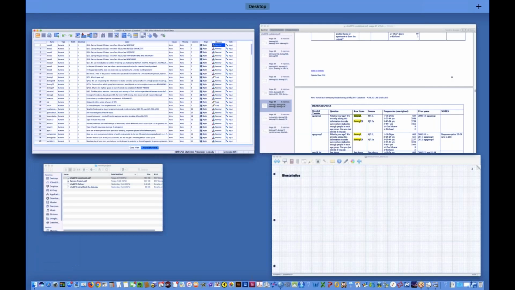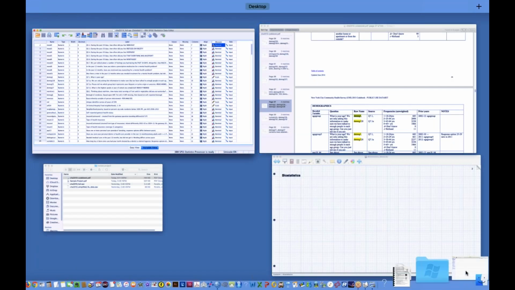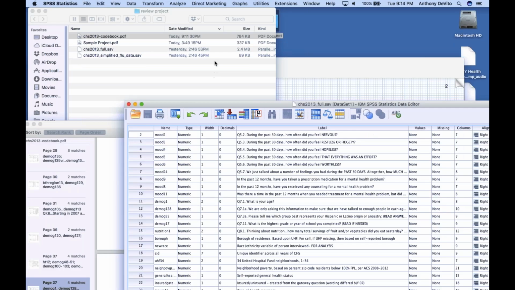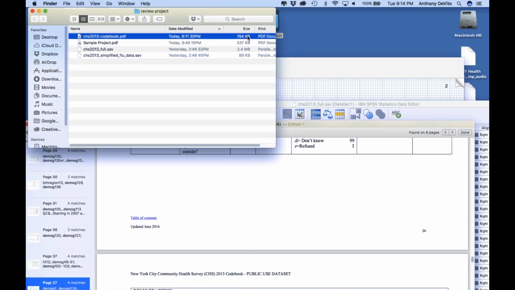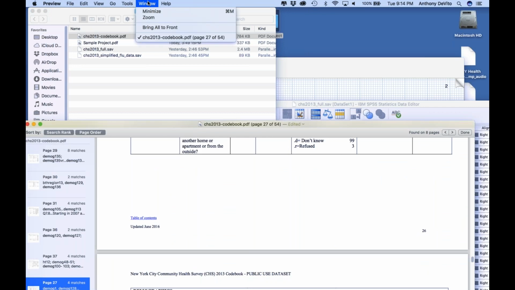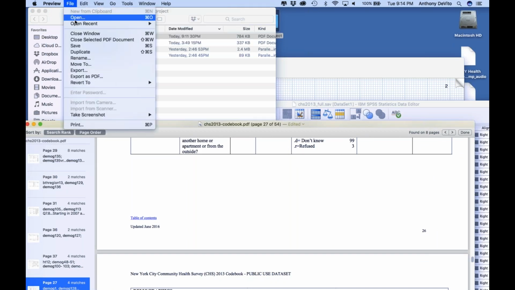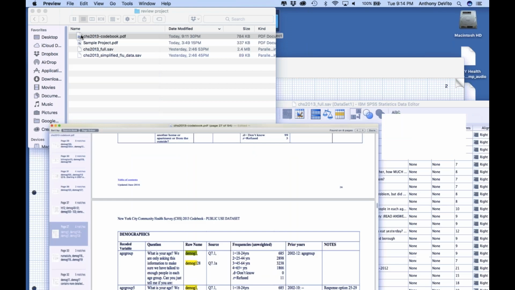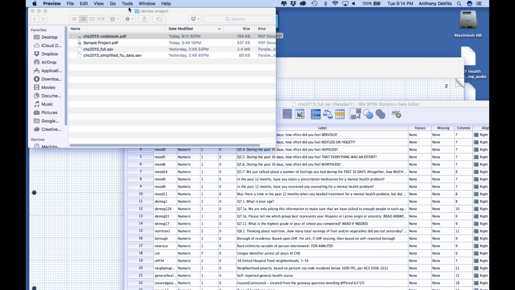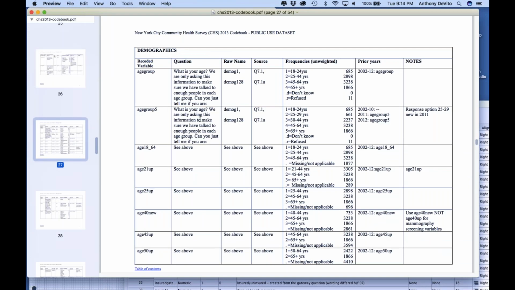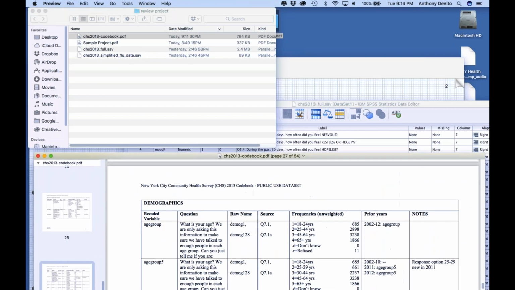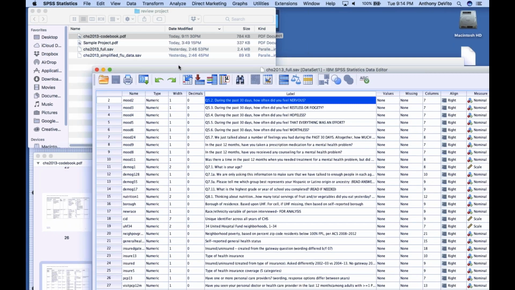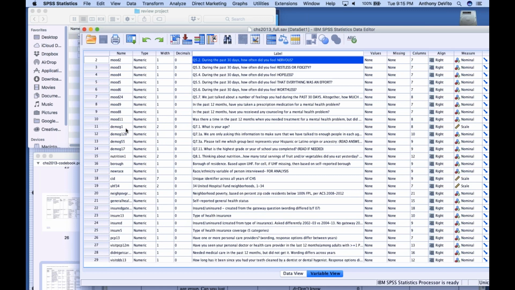Let's go back to my PDF file, which seems to have disappeared. Let me reopen it. Okay, let me close the window. Oh, it was there. And reopen it. Okay, here we go. Actually, I wanted to go by data file. And where did I see Demog 1?